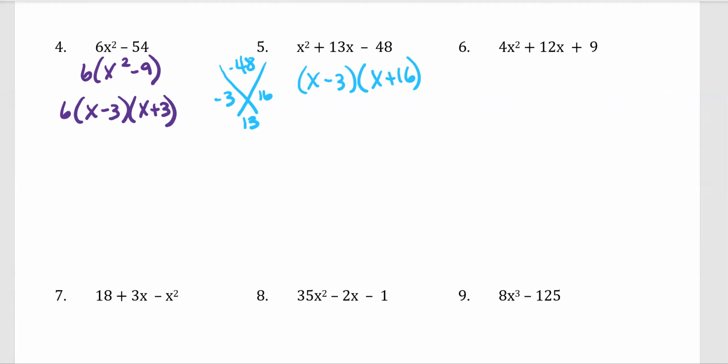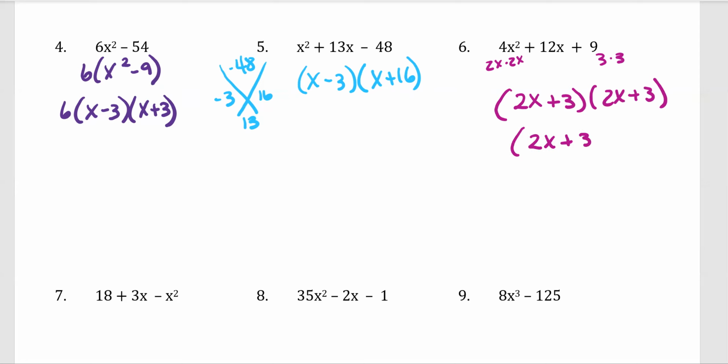Number 6, notice that 4x squared is 2x times 2x, 9 is 3 times 3, and 12x is 2 times 2x times 3. So it's going to follow that perfect square trinomial pattern. So it's going to be 2x plus 3, 2x plus 3. You can multiply that back together to make sure you get the original, or you can write it as 2x plus 3, all of that squared.